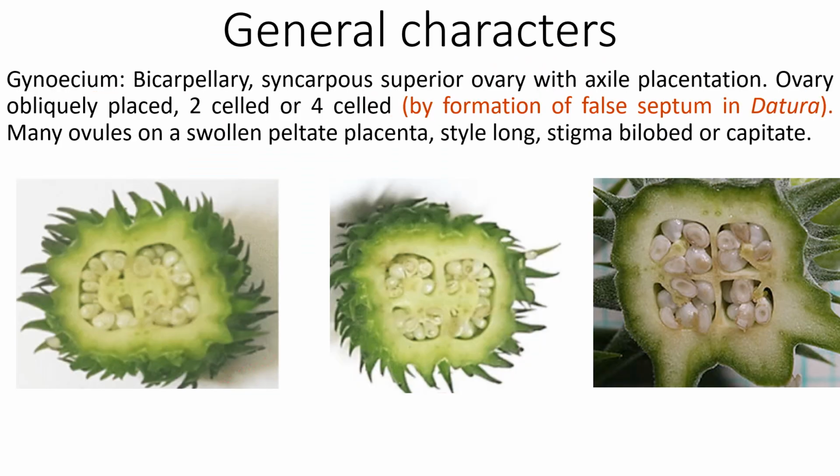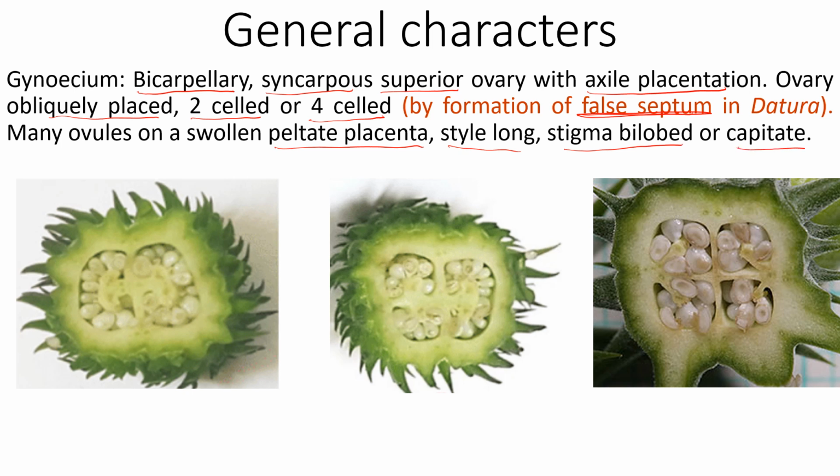Very interesting feature of gynoecium can be studied here. So ovary is bicarpellary, syncarpous, superior with axial placentation. Ovary is obliquely placed. It is two-celled or four-celled by the formation of false septum. Let us understand with the help of the figure which is given below. Many ovules on the swollen peltate placenta. Style is long. Stigma is bilobed or capitate.